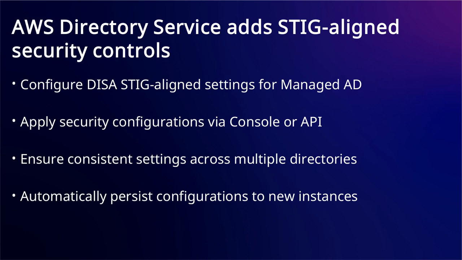You configure DISA STIG-aligned settings for Managed AD through a self-service interface, either programmatically or through the AWS Management Console. You ensure consistent settings across multiple directories by declaring your desired configuration once, and AWS implements and maintains these settings. When you expand to additional regions or add domain controllers, the service automatically persists configurations to new instances, eliminating manual configuration drift and reducing compliance overhead.